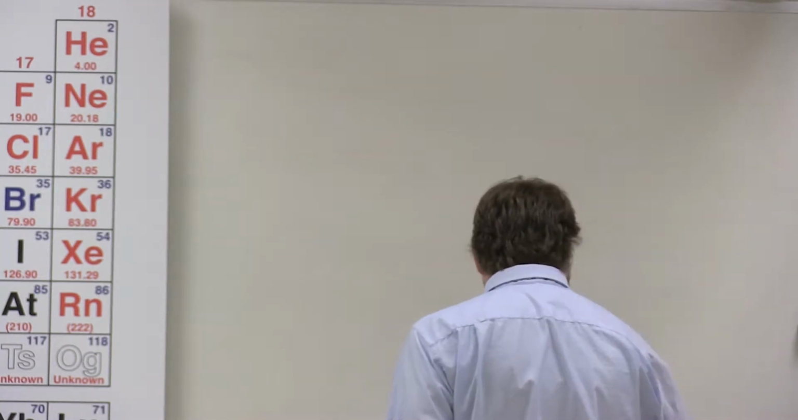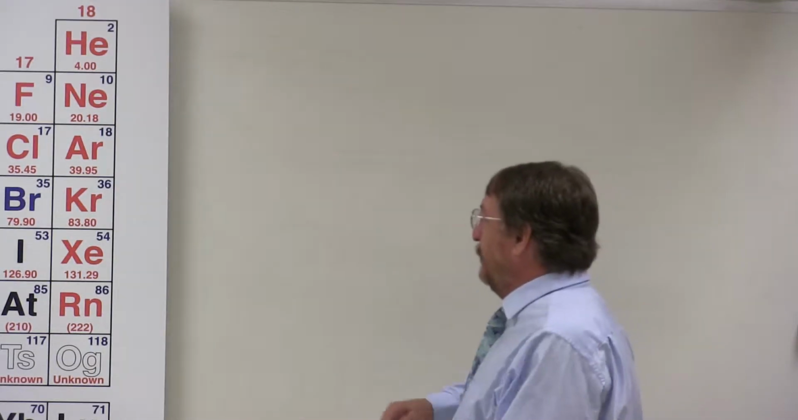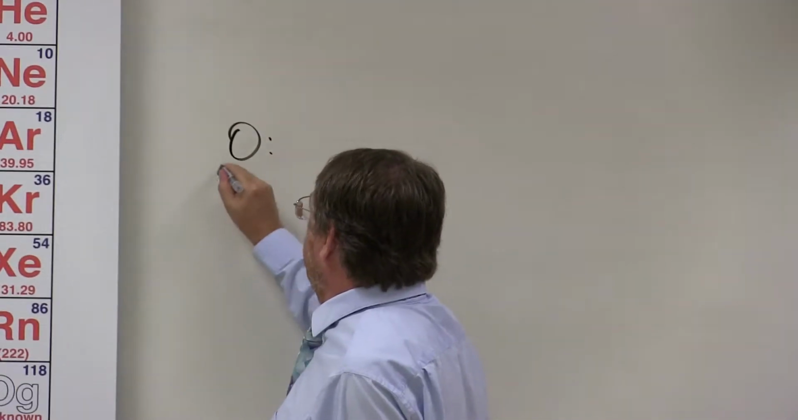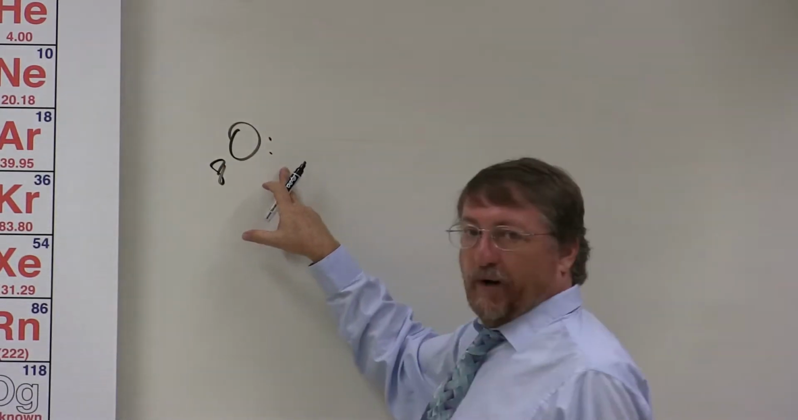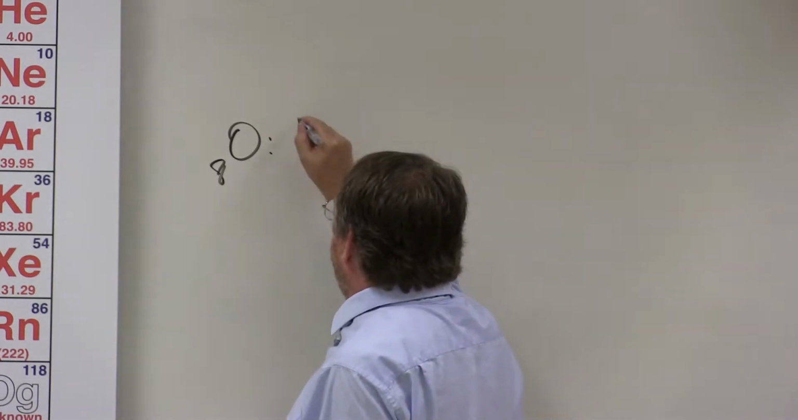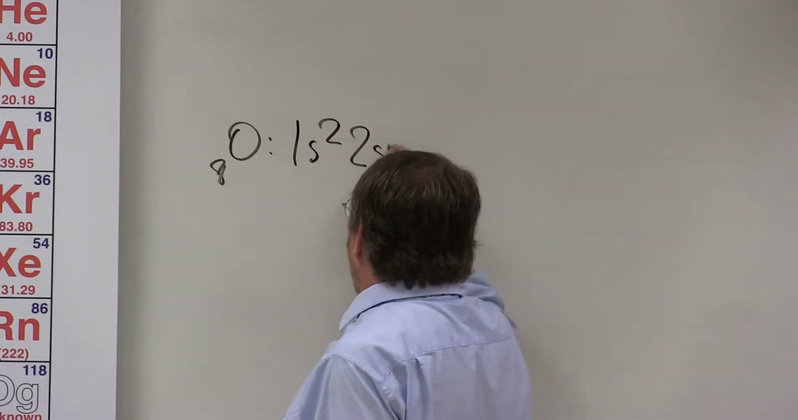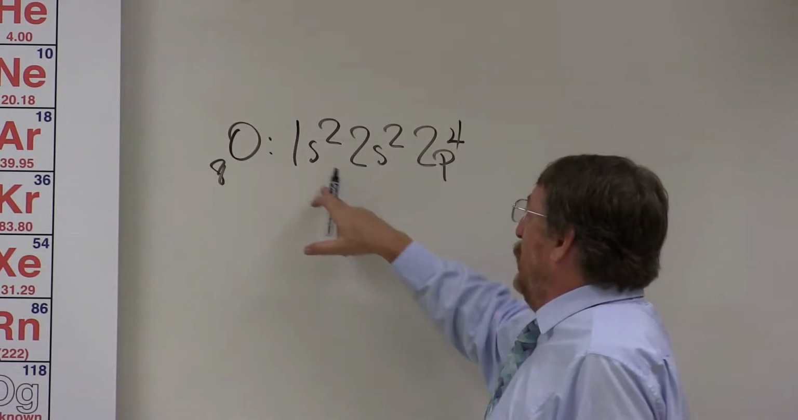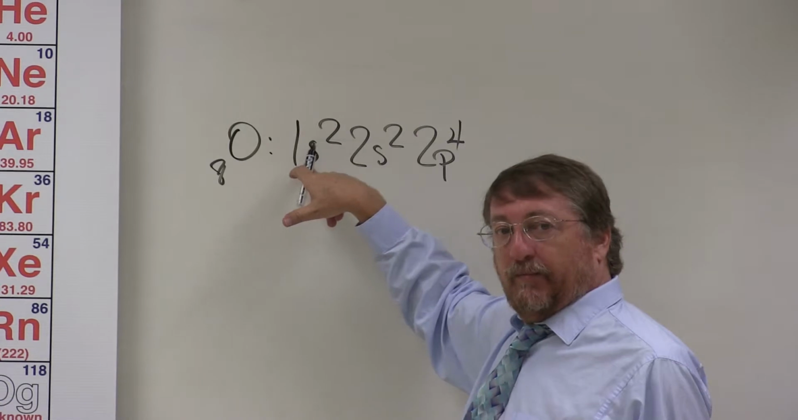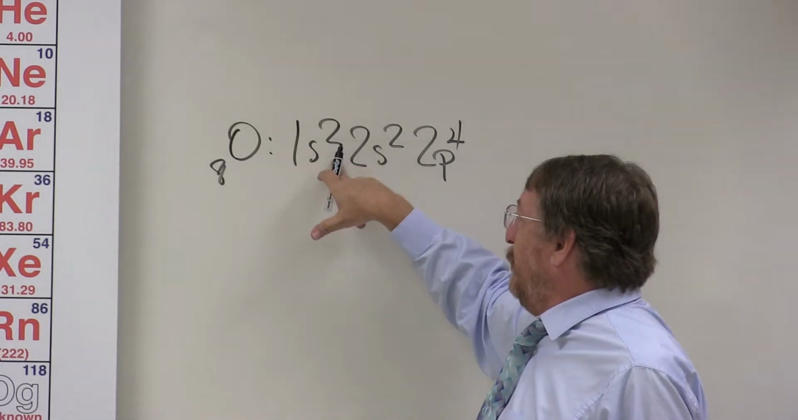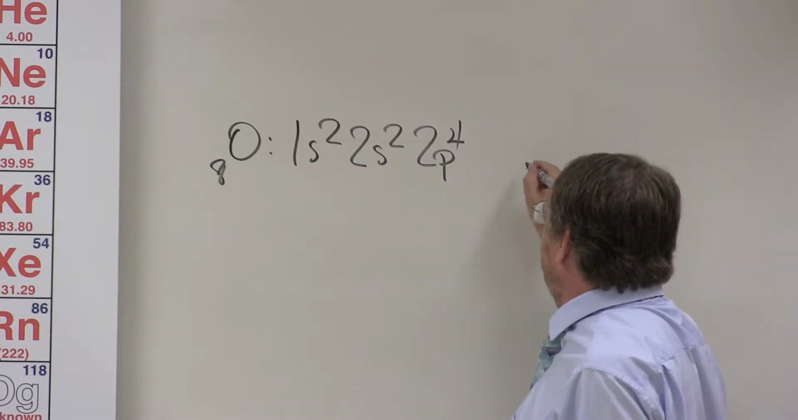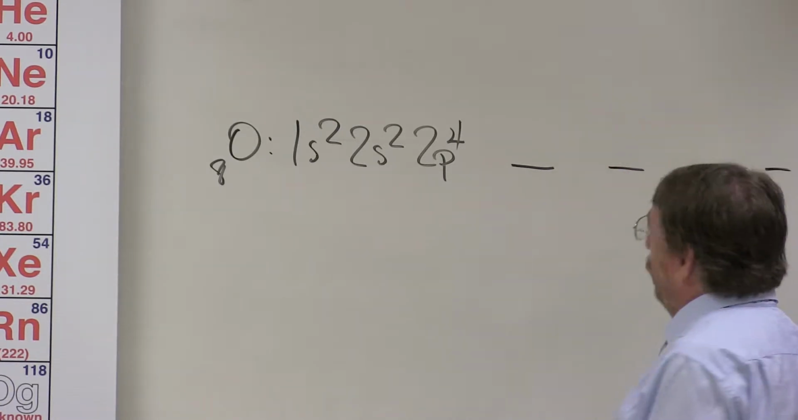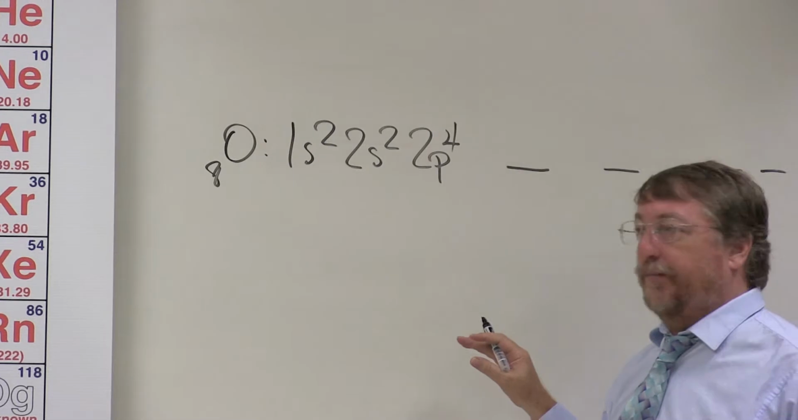So, what we want to do, if we take an element like oxygen, oxygen has 8 electrons in the ground state neutral atom. So oxygen is going to be 1s2, 2s2, 2p4. Well, we've got the n quantum number, the l quantum number, but we don't have any representation here. So what we do a lot of times is draw out the orbitals. These are the actual orbitals.